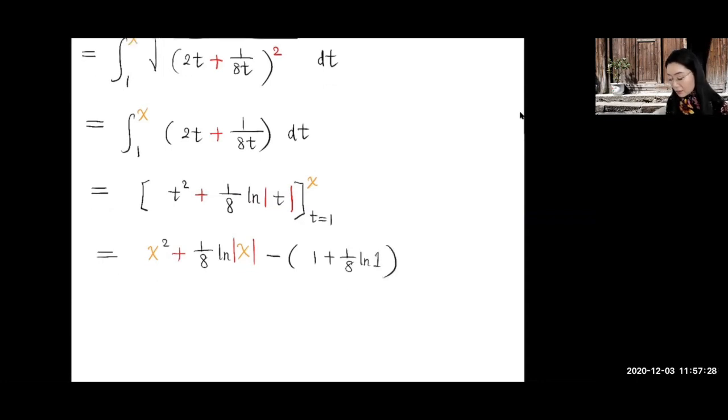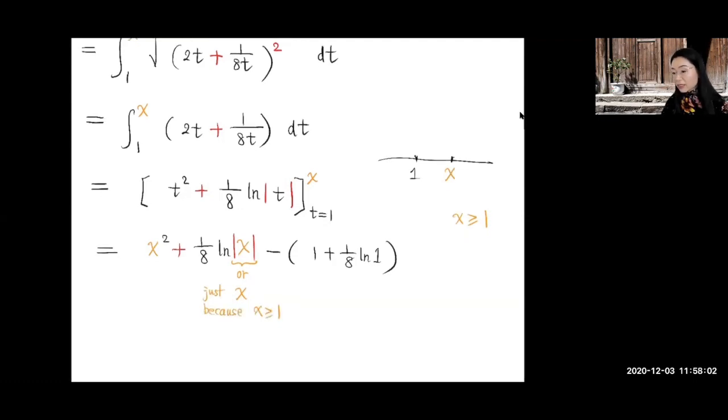Okay. Now notice that the x over here is actually greater than or equal to 1, because remember that graph right here, I have 1 and then the x is on the right side of 1, x is greater than or equal to 1. So this absolute value here is not really necessary. You can just put x, okay? Let's put x over here because x is greater than or equal to 1, okay? So it's already positive, okay?